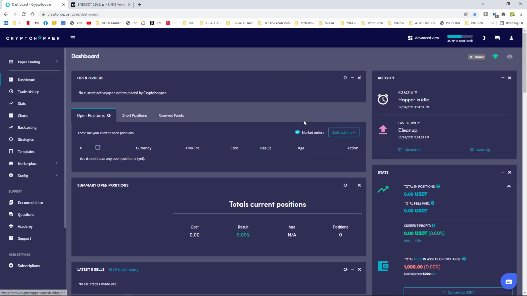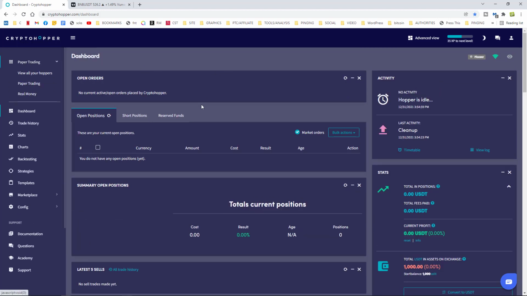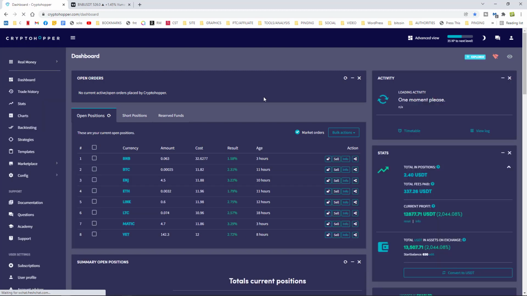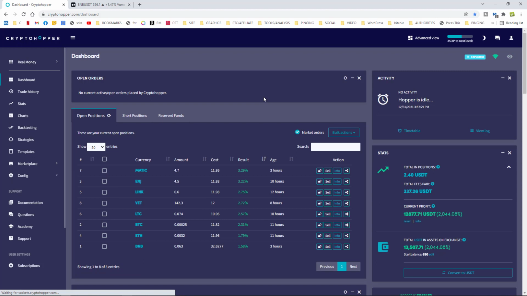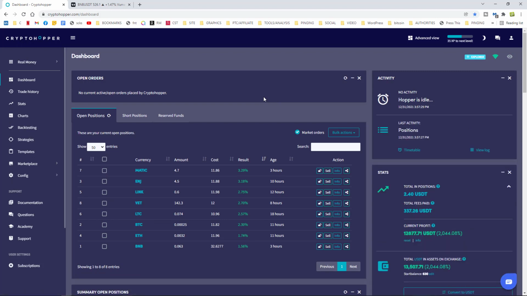But that works. As you can see, I've got the same settings on my real money bot, and I set that up, some of it last night and some of it this morning. Oh, look at this. This is cool. Yippee-ki-yay. So, as you can see, this is the real money bot, by the way, guys.